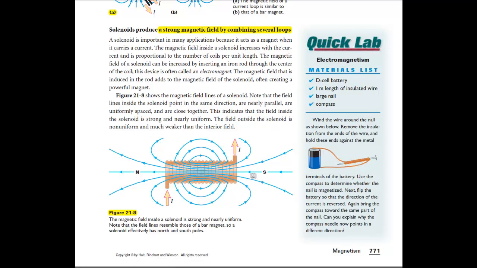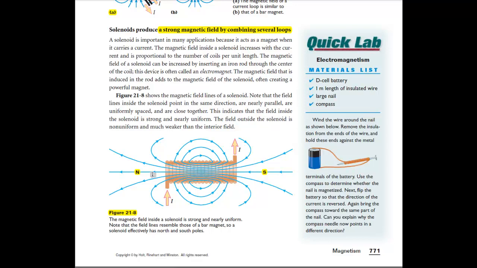I definitely have poles. I have field lines coming into this side, south, out of that side, north, and as long as the current maintains that direction, that north and south would stay in the same place. I could use this as a compass.